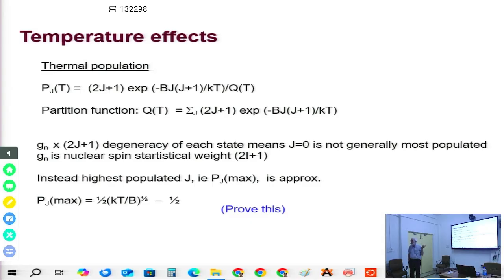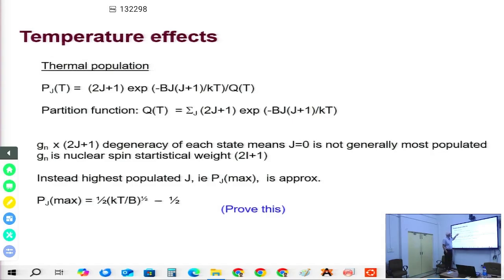Just to give you a concrete example, for water vapor in the room here, the most populated energy level is J equals 7. You only get that by doing the maths and working it out. We're at about 300 Kelvin in this room at the moment, and with the rotational constants for water, it turns out J equals 7 is the most populated level. So to get the thermal population, you need to consider a Boltzmann distribution. Am I safe in expecting that everyone's met Boltzmann distributions before?